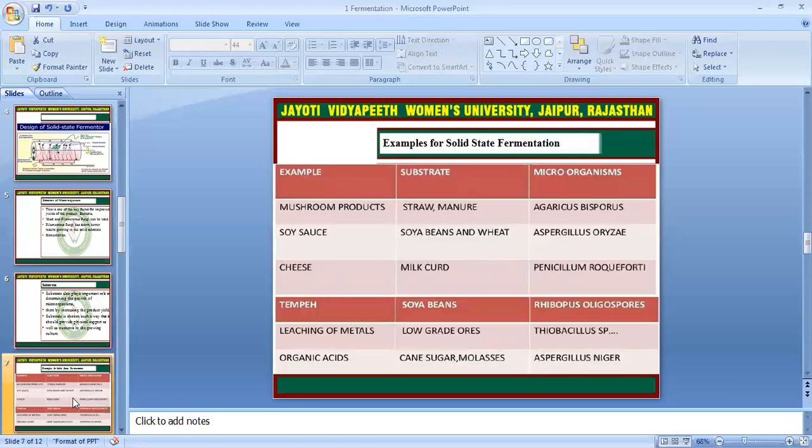Examples of solid state fermentation. These are examples for mushroom production. Substrates are straw and manure. Microorganisms are Oryzae in soya sauce, in cheese, in tempeh, and in leaching of metals and organic acids. These are examples of production by solid state fermentation, and these are the substrates and the microorganisms used in these productions.